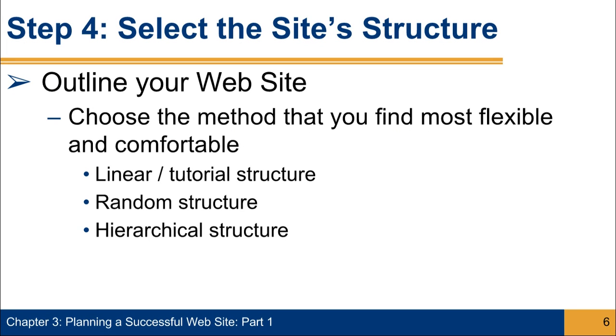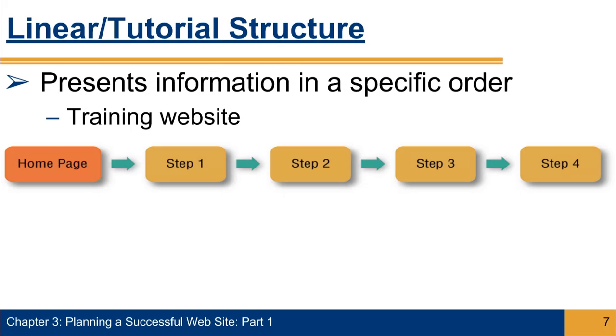Choose the method that you find most flexible and comfortable. Certain structures make better sense than others for different websites. The first structure I want to talk about is the linear or tutorial structure. The linear or tutorial structure presents information in a specific order. So you start with the home page, and it goes to the next page, and to the next, and to the next, and so forth. It goes in a linear process. This would be good for a tutorial or a training website.